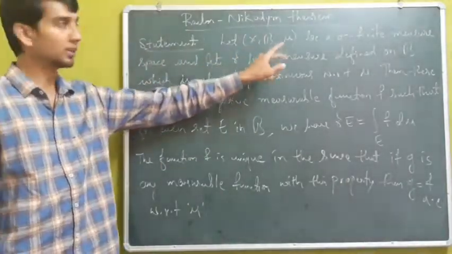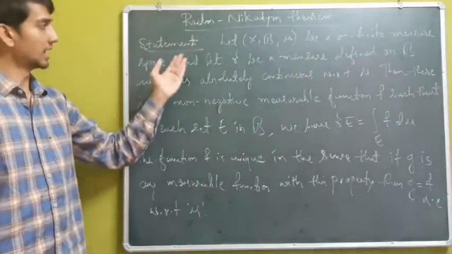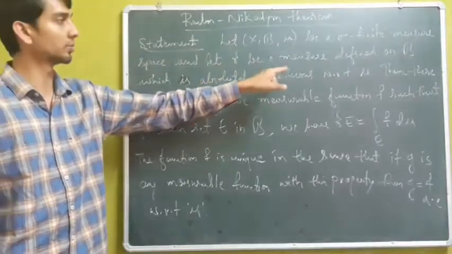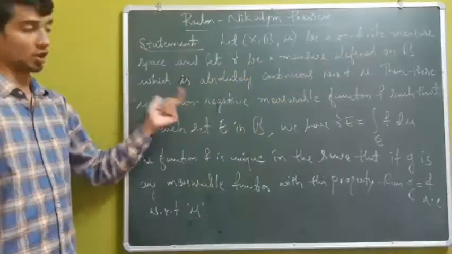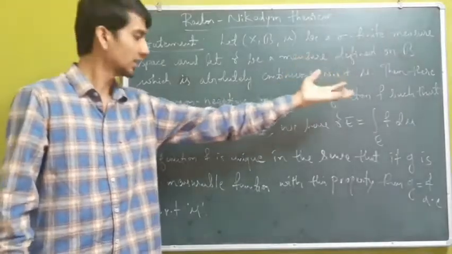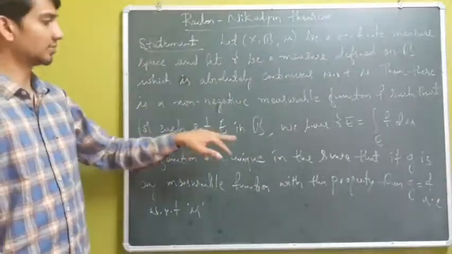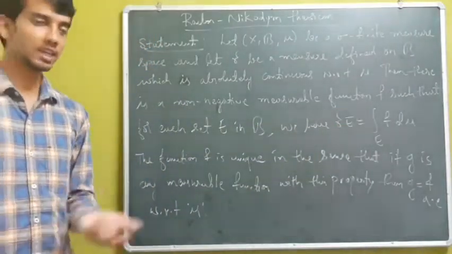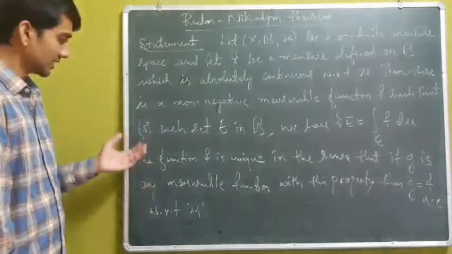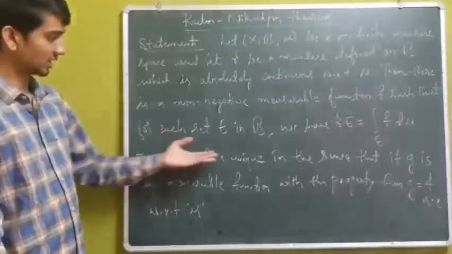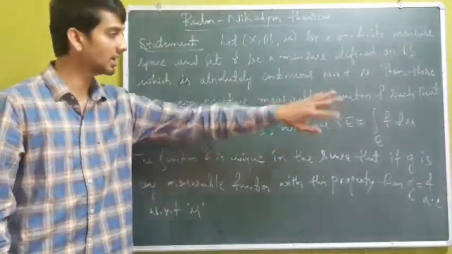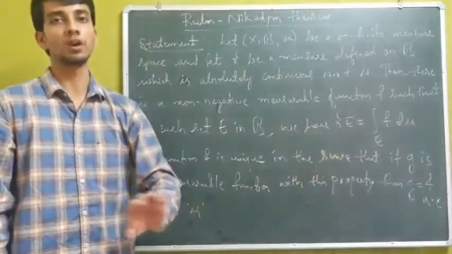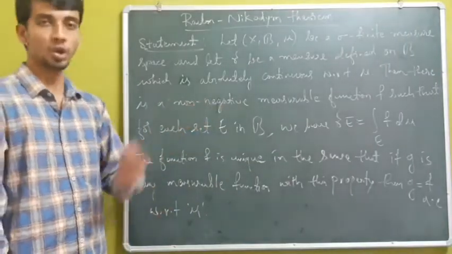Let (X, B, mu) be a sigma finite measure space, and let gamma be a measure defined on B, which is absolutely continuous with respect to mu. Then there is a non-negative measurable function, say f, such that for each set E in B, gamma of E is equal to the integral of f over E with respect to mu. Then f is unique, in the sense that if g is any other function satisfying this property, then g is equal to f almost everywhere with respect to mu.